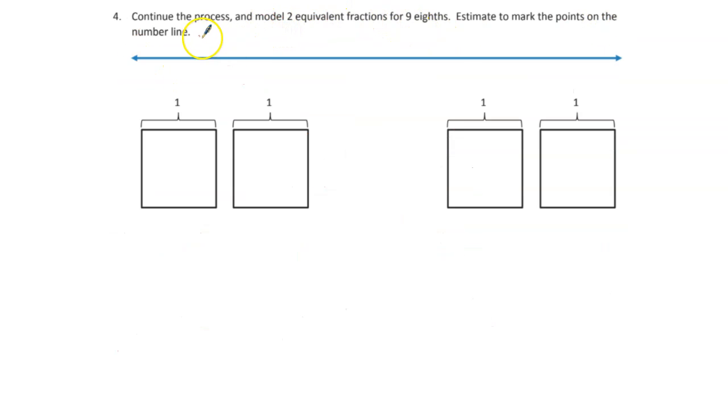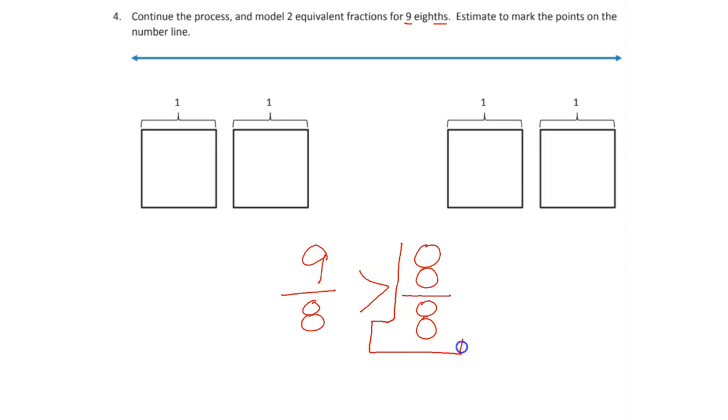So now, this is where we change up a little bit. We're continuing the process, but now we're going to model 2 equivalent fractions of 9/8. Let's take a look at that. You should notice that 9/8 is greater than 8/8, and 8/8 is equal to 1 whole. So 9/8 is greater than 1 whole. Therefore, for each fractional part, we have to have a whole plus another whole for 2 wholes in this case.